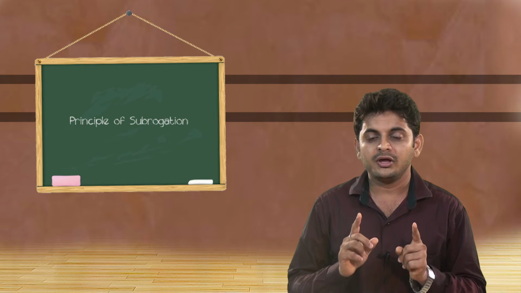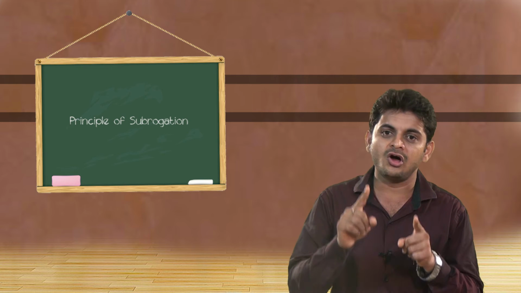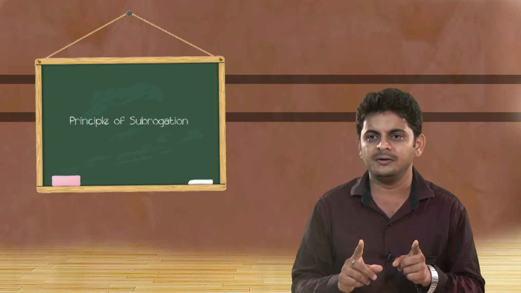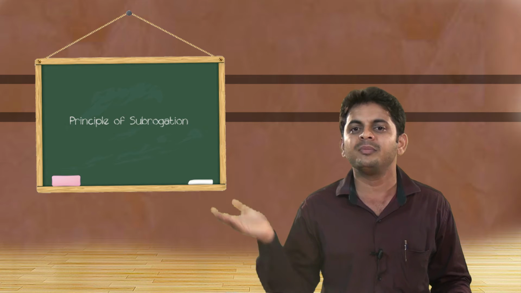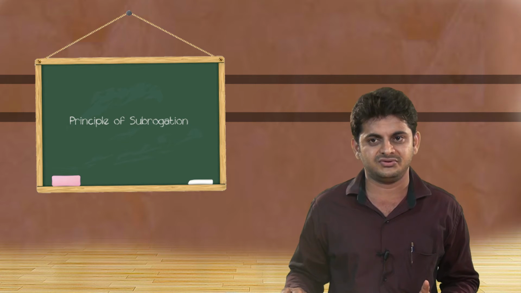As I said, the insurance company gives the compensation against the loss. Once the compensation is given, the right to receive the benefit or the compensation from the third party who is the reason for the loss is transferred to the insurance company. That is the transfer of the legal rights of the insured to recover the loss from the third party to the insurance company. The insurer, having indemnified the insured for damage caused by a third party, should have the right to recover the loss from the third party. This is what subrogation says.